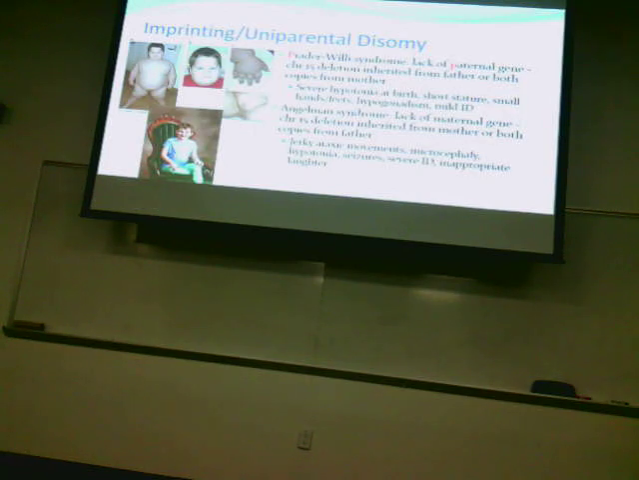Angelman syndrome is going to be your opposite. This is your lack of the maternal gene, and you're getting both copies of chromosome 15 from dad. I'm sorry, you're getting both copies from dad, and then the absence of the gene is inherited from mom, if that makes sense. So this is your happy puppet disorder with jerky, ataxic movements, microcephaly, hypotonia, seizures, severe intellectual disability, and inappropriate laughter, hence the happy puppet.